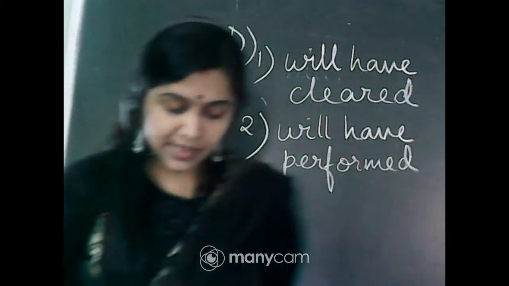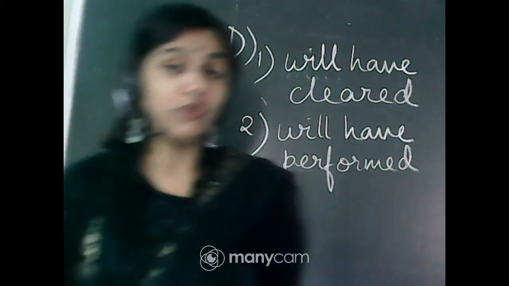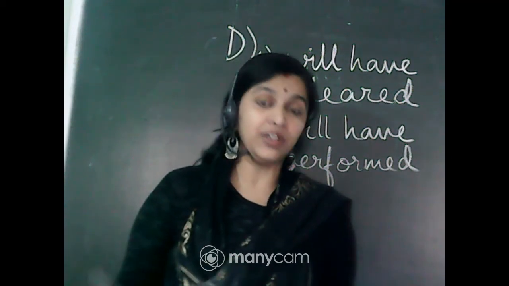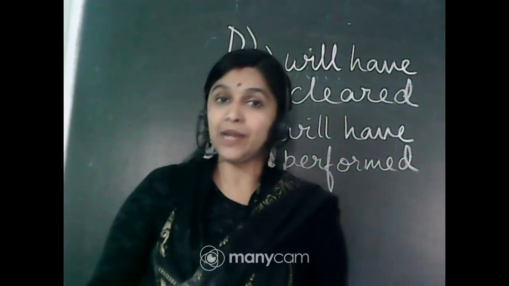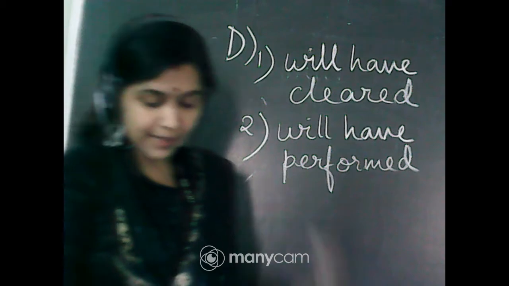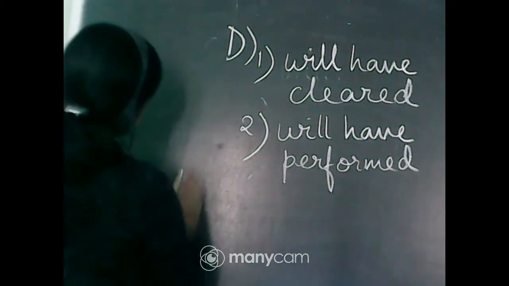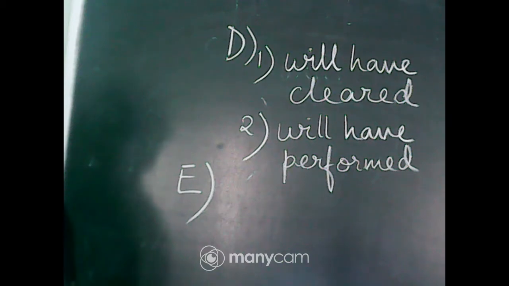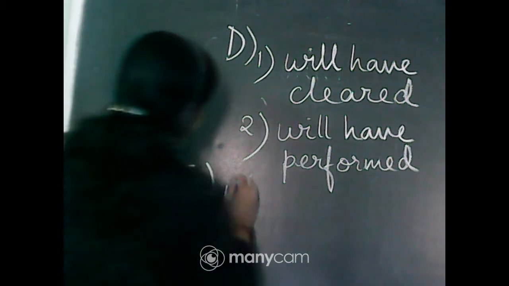Now come to exercise number E, where you have to use the future perfect continuous tense. Let us recapitulate the format of it. Will plus have plus been plus ing form of the root verb. Okay. So let us start with exercise number E. Okay. They will have been preparing for their entrance exams. Will have been preparing.